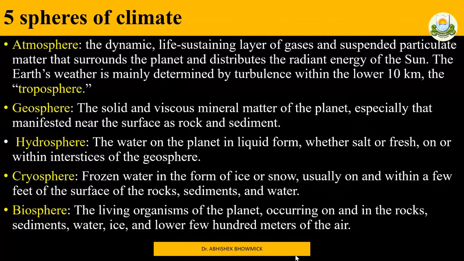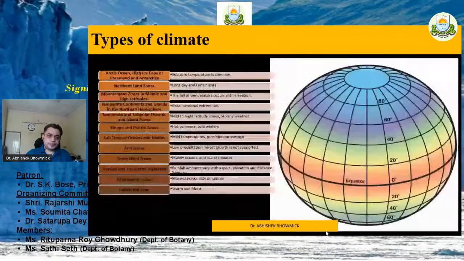And the biosphere: the living organisms of the planet occurring on and in the rocks, sediments, water, ice and the lower few hundred meters of the air is called the biosphere. These are the 5 spheres of the planet which we have to understand to make clear the environmental archaeology.